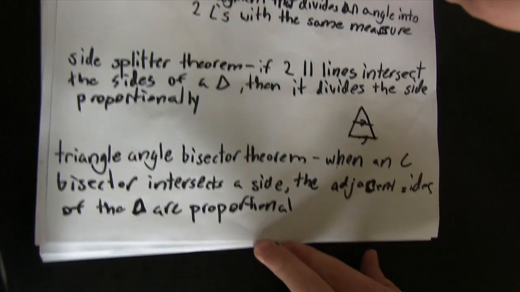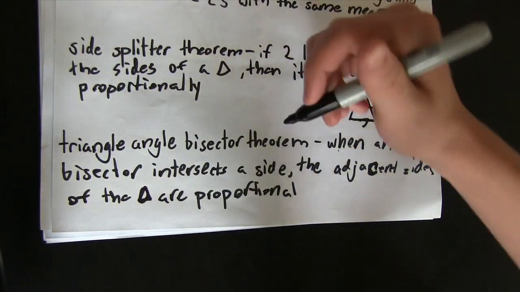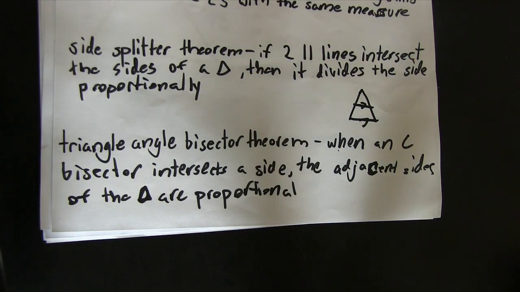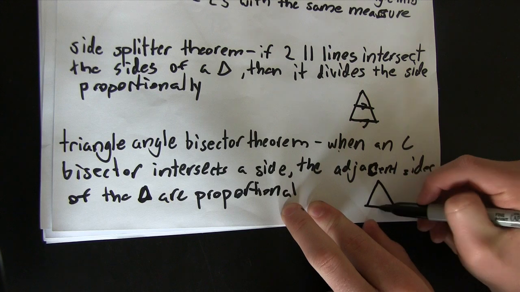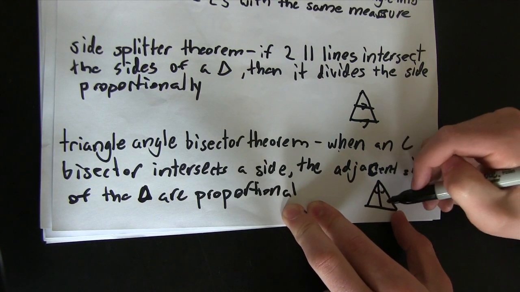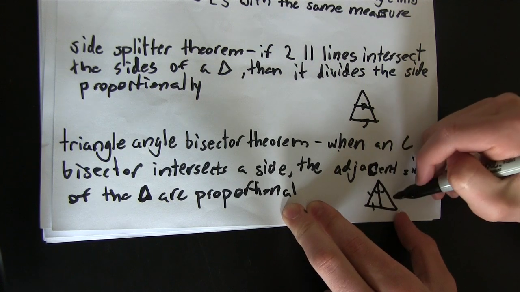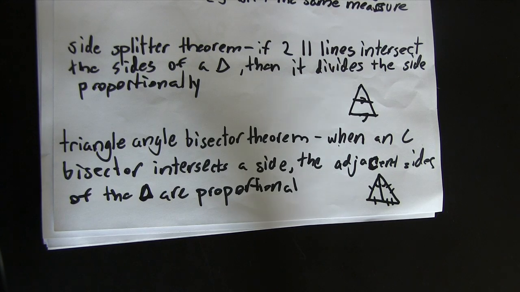That's what it means. Alright, so now we have the triangle angle bisector theorem: when an angle bisector intersects a side, the adjacent sides of the triangle are proportional. Here's another miniature diagram. This is the angle bisector. This side and this side are proportional to this side and this side. That's what it is.